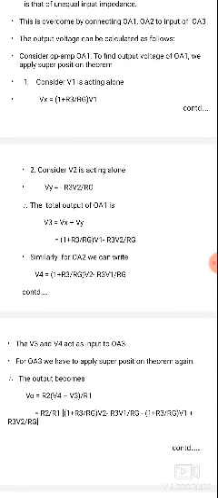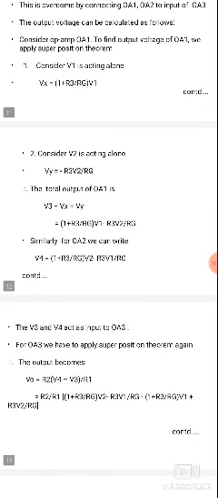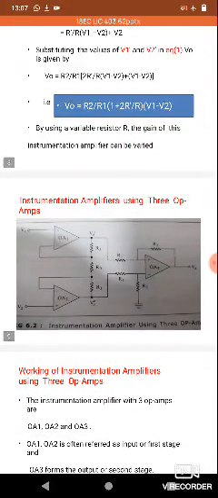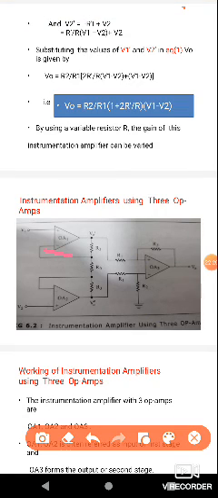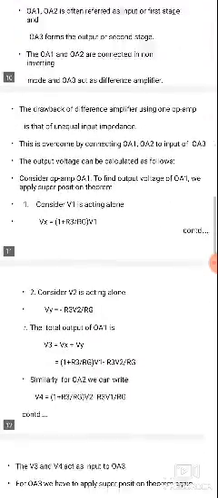Next, the output voltage can be calculated. The output voltage depends on two operational amplifiers, OA1 and OA2. First we take operational amplifier 1. To find its output voltage, we apply the superposition theorem. The output of operational amplifier 1 is V0 dash. The output of the second operational amplifier, OA2, is V0 double dash.